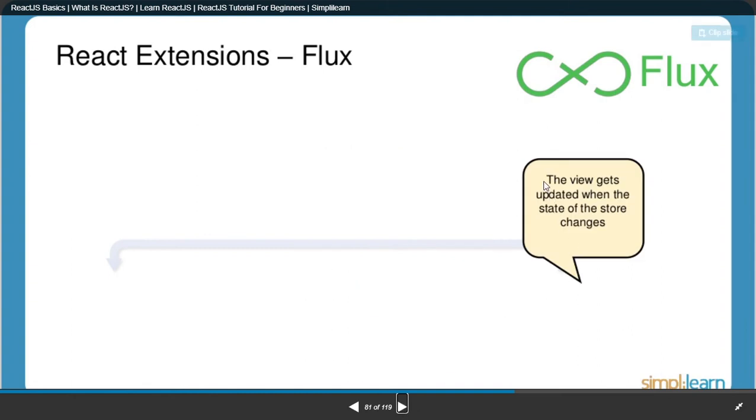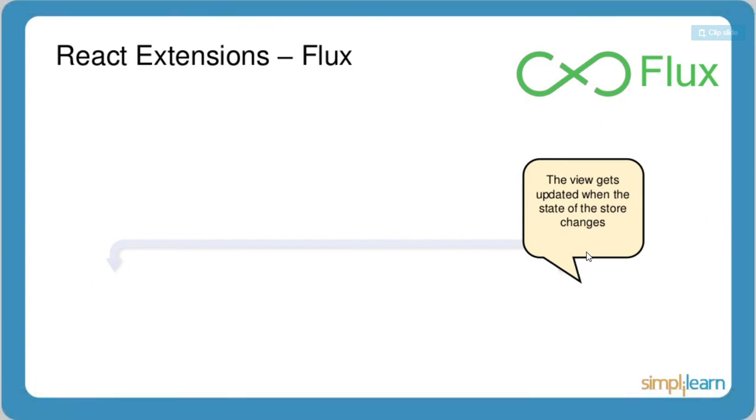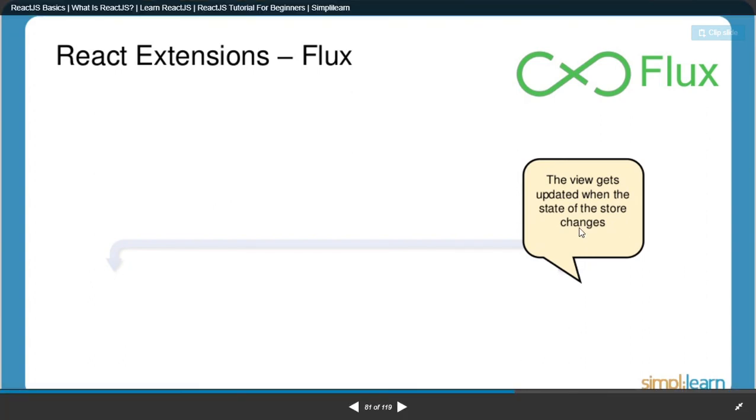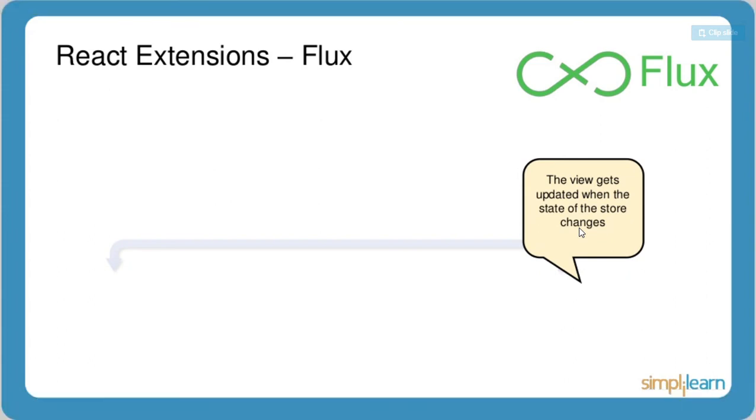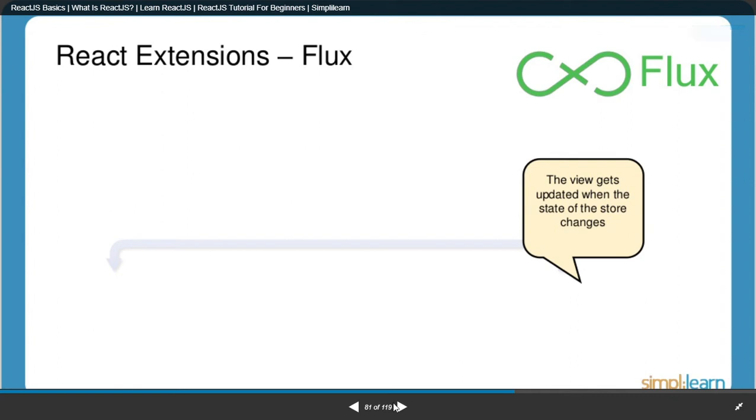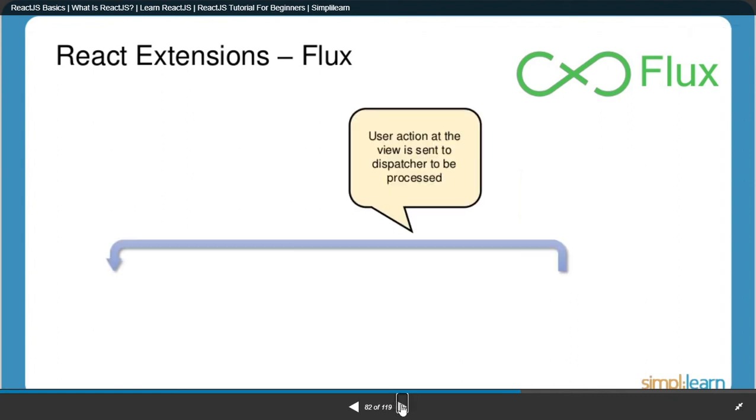And the view gets updated when the state of the store changes. As I told before, if the value has changed, then only the view will get updated. If the same value is sent again, then the view won't get updated. So this is the same thing I discussed. The user action goes from the view to the dispatcher to be processed. As I told, the action has to be triggered from the view, as I discussed before.